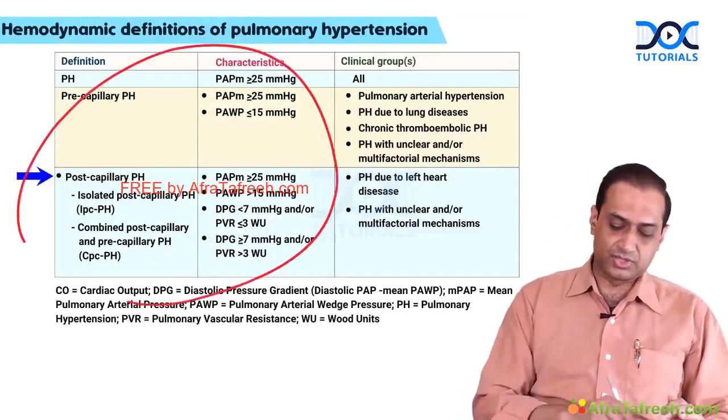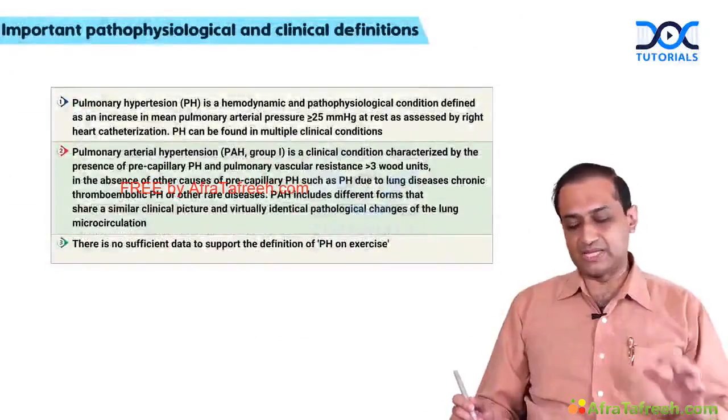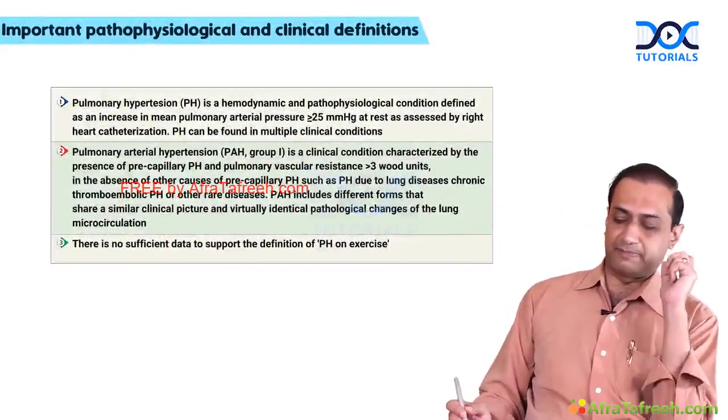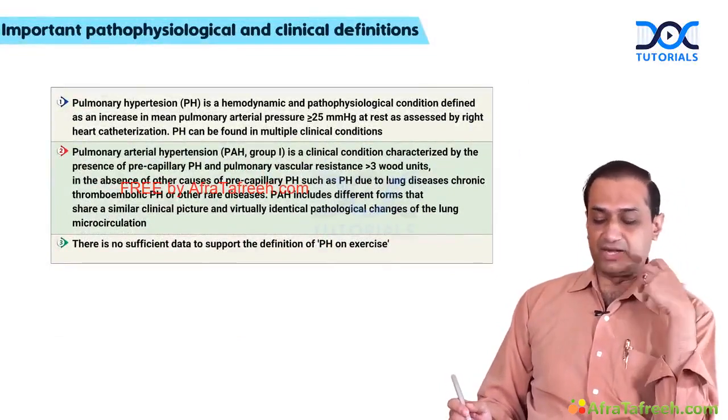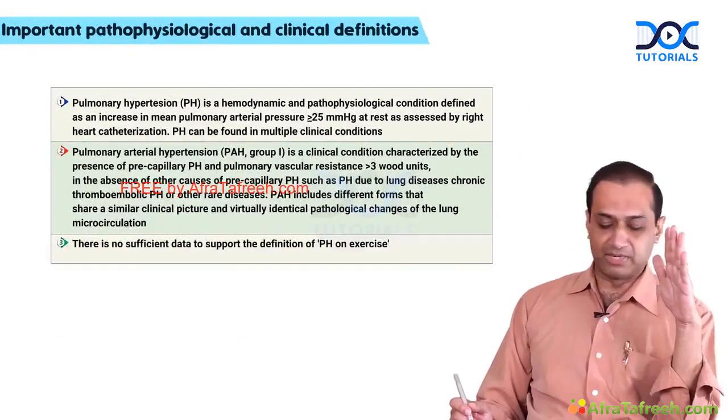So, this is the definition of the different hemodynamic types of pulmonary hypertension. PH is basically a hemodynamic pathophysiological condition defined by an increase in pressure assessed by right heart cath, and PH can be found in multiple conditions.